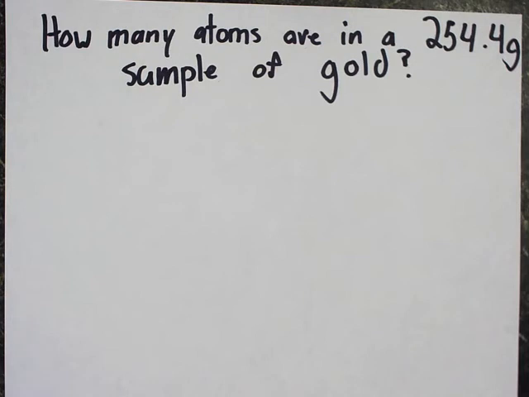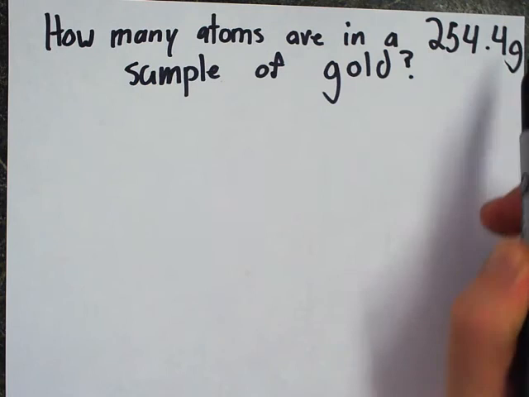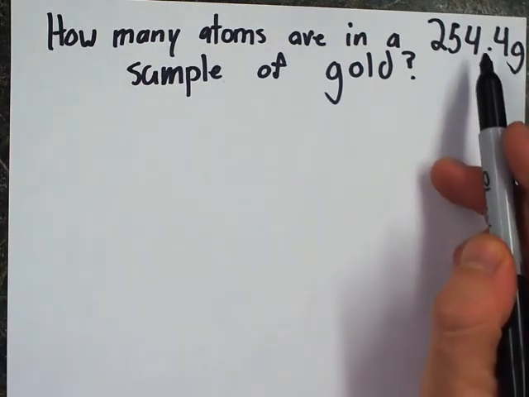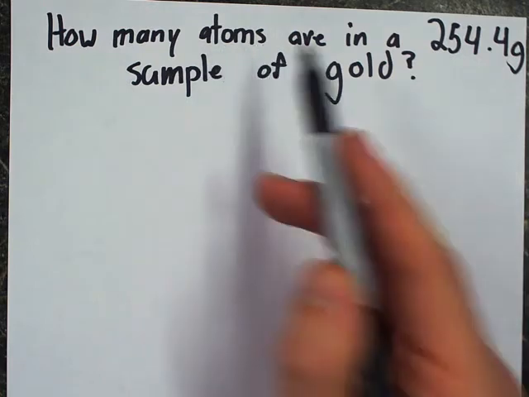In class, we went over a problem that said with a given number of atoms, what's my mass in grams? So, we're going to do one in reverse now. This problem says how many atoms are in a 254.4 gram sample of gold. So now we're working with a given mass, and we need to get to atoms, or number of particles.